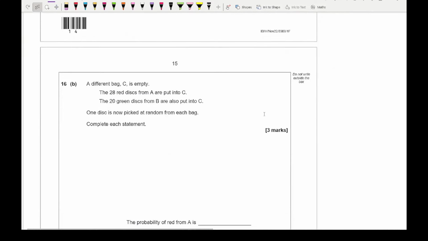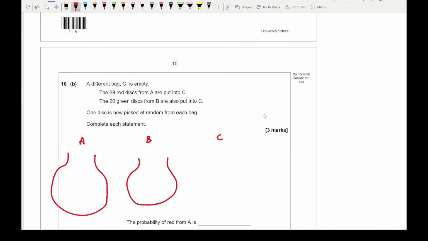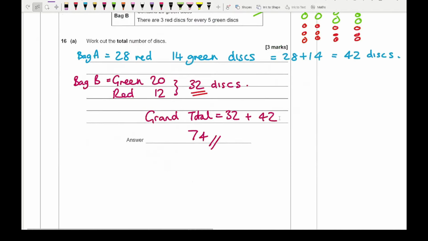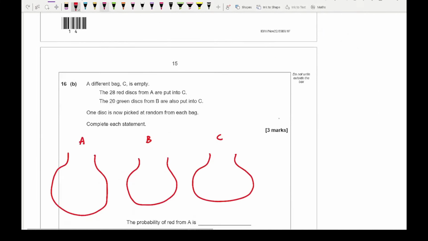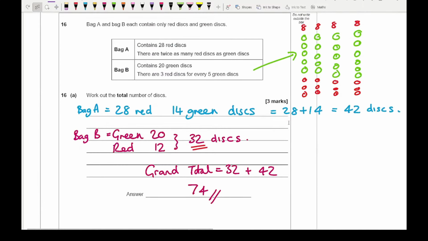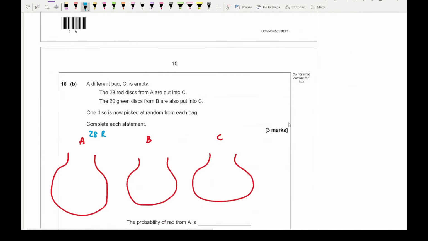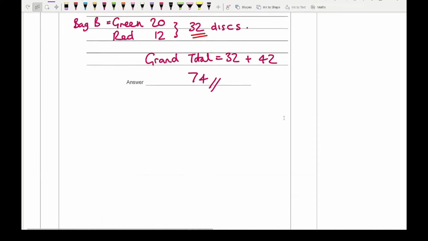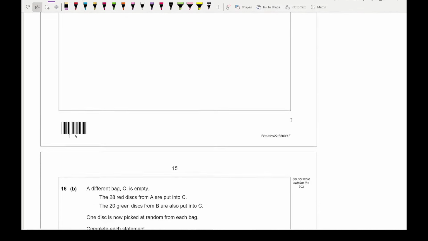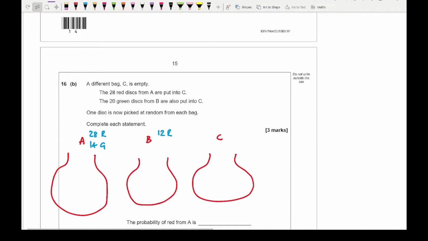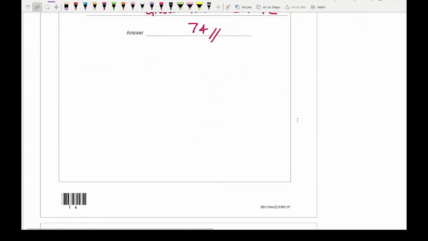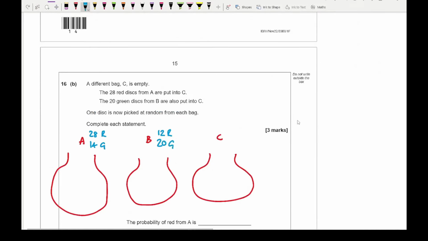We're looking at all of them. So if I just write A and I've got B and I've got C. And originally what we've got, if we go back to the top, in bag A we've got 28 red and we've got 14 green. And bag B we've got 12 red and 20 green. So let's have a look at what we've got.